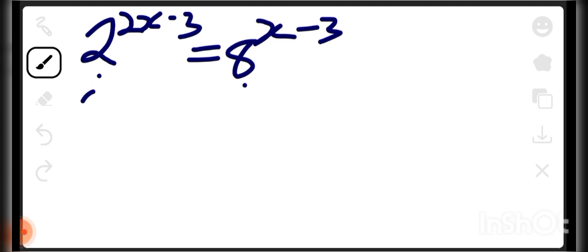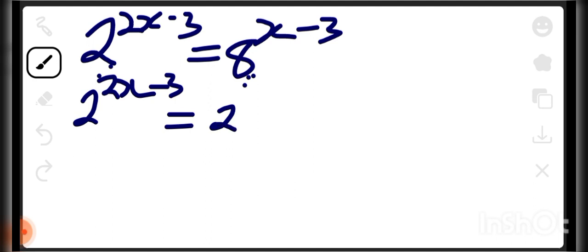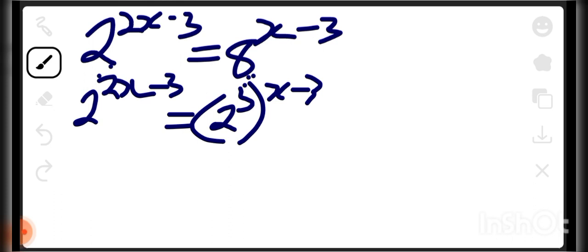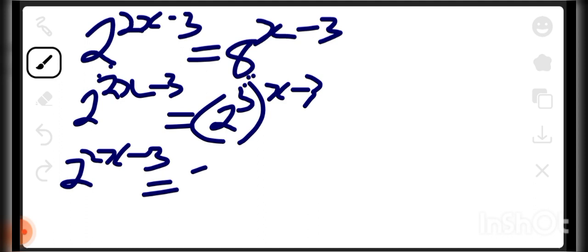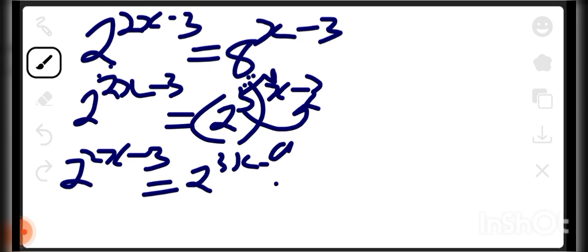So we have 2 raised to the power. See, this one is already 2. So we can raise 2 to the power to give us 8. So you just leave that. We have 2x minus 3. So 2 will be raised to the power 3 to give us 8, x minus 3. So next you open that bracket. 2x minus 3. Then we have 2 raised to the power 3 times x. Remember, we affect everything there. So we have 3x. 3 times 3, we have 9.